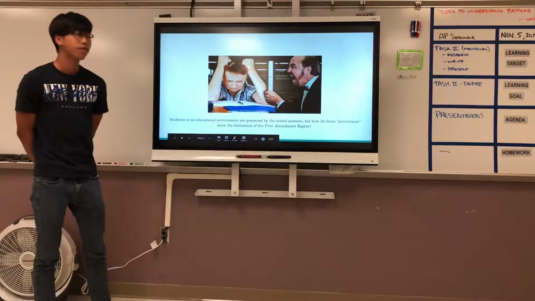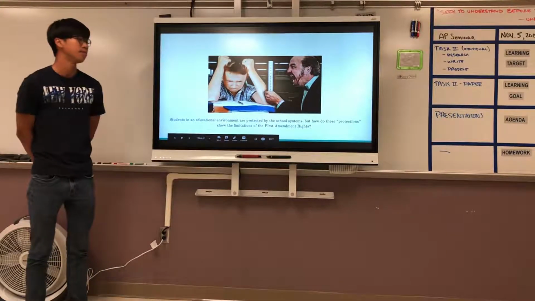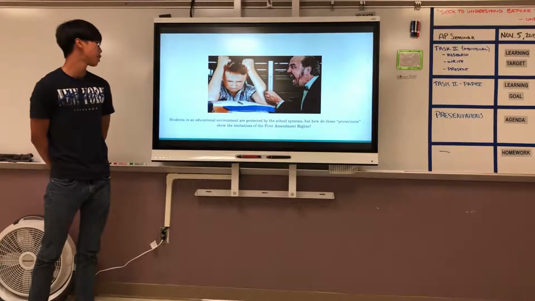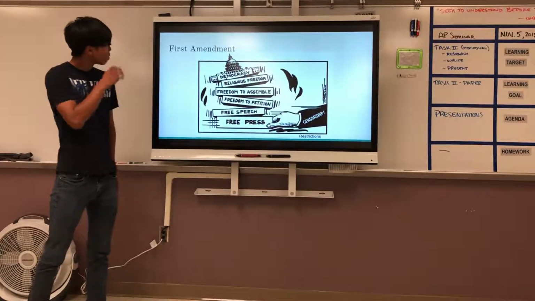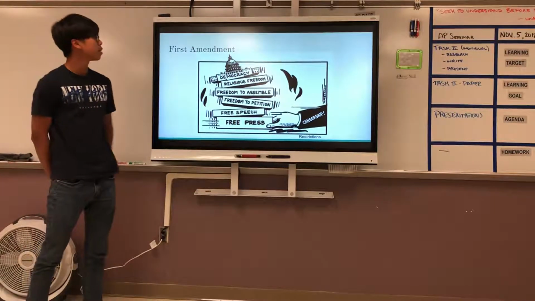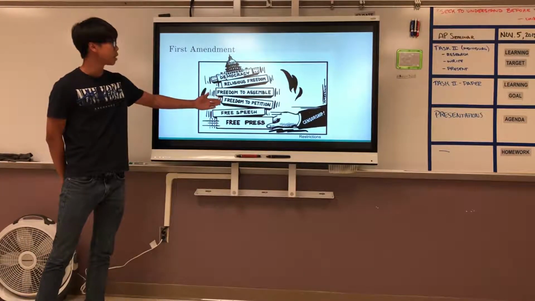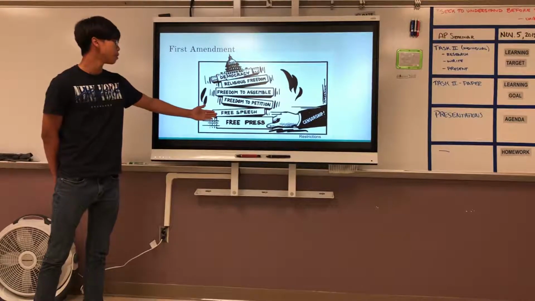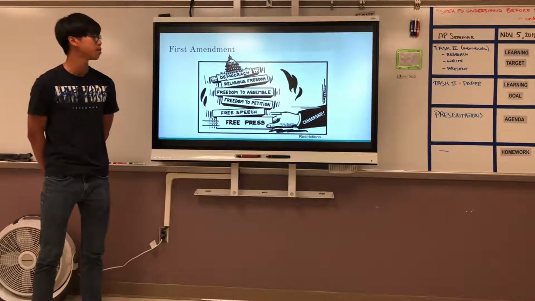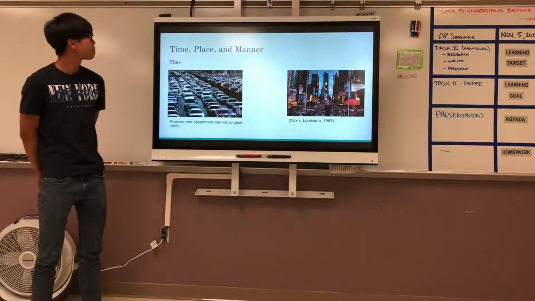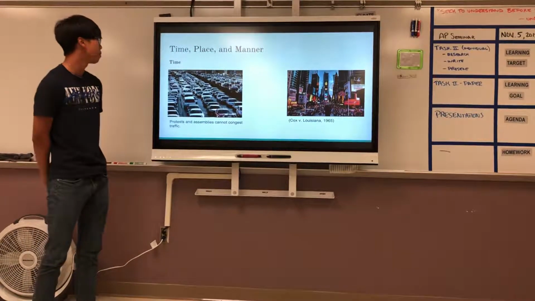Students in an educational environment are protected by the school system, but how do these protections show the limitations of the First Amendment right? The First Amendment gives religious freedom, freedom to assemble, freedom to petition, freedom of speech, and freedom of press. But with these freedoms comes restrictions. The first restriction is time.